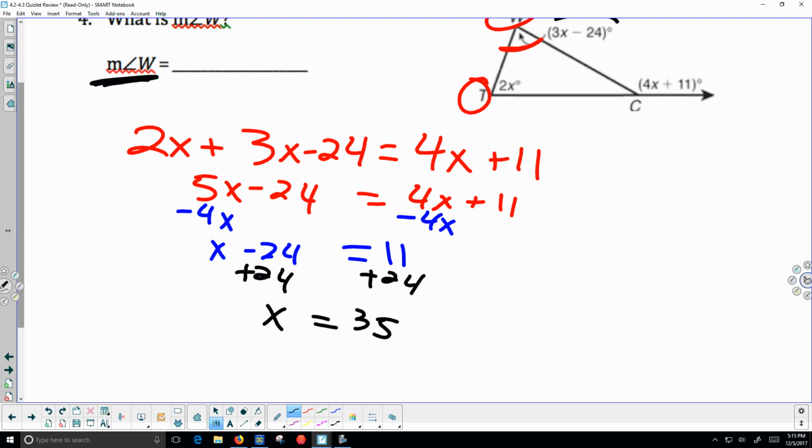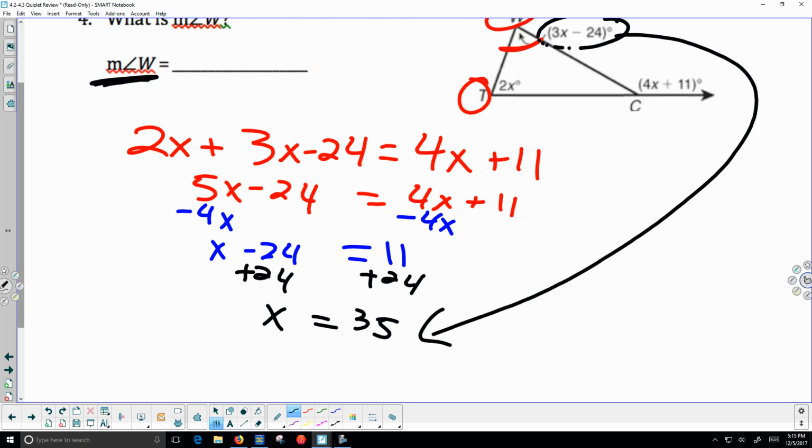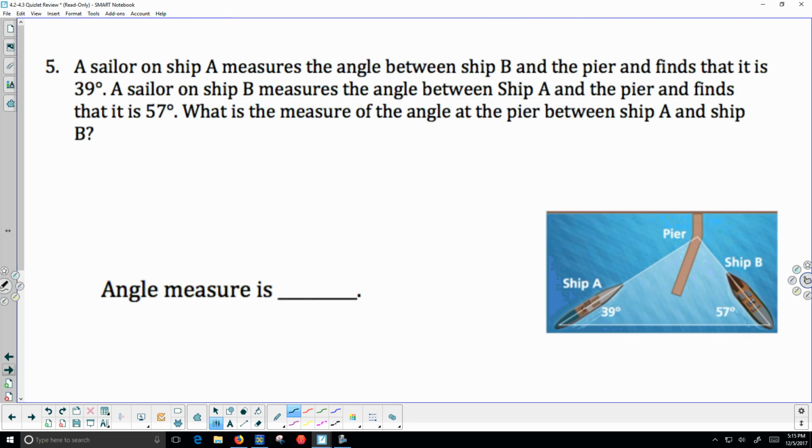So I'm going to take my 3x minus 24 and plug it in with x equals 35. So I've got, let's see, 3 times 35 minus 24, which is really going to turn into 81. So I'm going to get 81 degrees as my final answer. All right, perfect. 81 degrees. I'm going to flip the Quizlet over. I've got 2 more problems here. They're going to go pretty quickly.